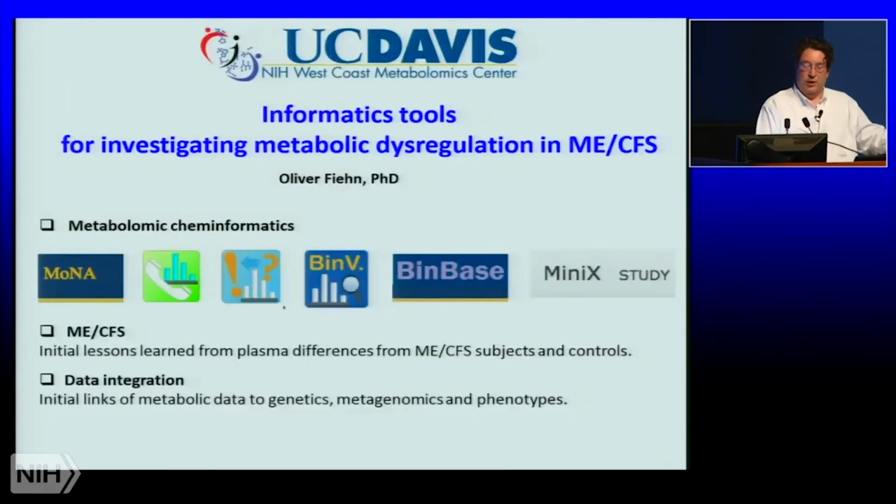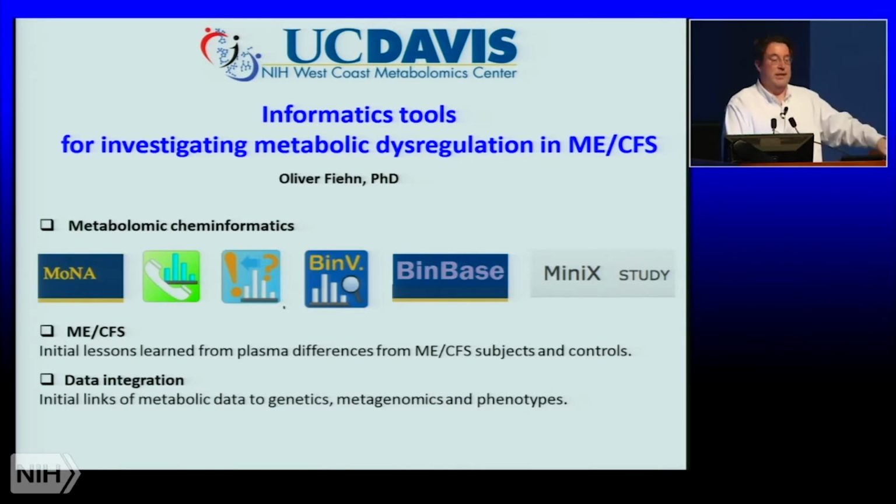Overall, I've shown you some of the tools that we have developed and how they can be used, and some initial lessons we learned from plasma differences, similarities and differences to what was published before. We see that we can integrate data through multi-omics, but it's not exactly easy to do. But there are tools from literature text mining, metagenomics, and other types of multi-omics tools that we can use to better interpret and also diagnose subjects.